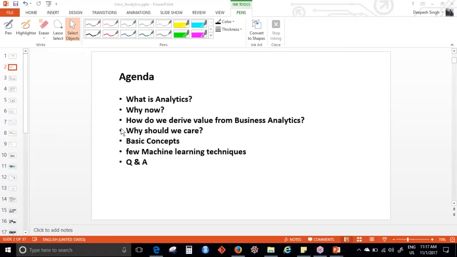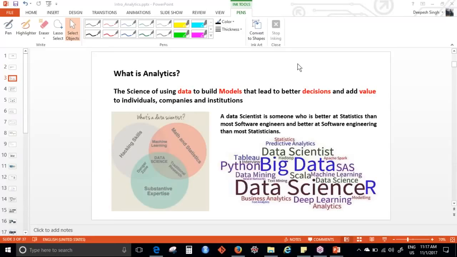Okay, so let us start now. First of all, the definition of analytics. So what is data analytics? We have heard a lot about this, but what is it? I'm sure all of you understand that data analytics is something dealing with data. We take the data and we derive some insights from it, right? But to put it in a definition, you see the keywords highlighted in red: the science of using data to build models that lead to better decisions and eventually help us derive value.